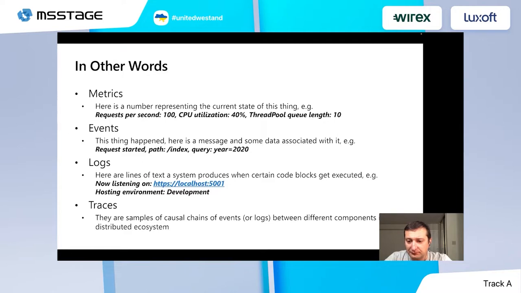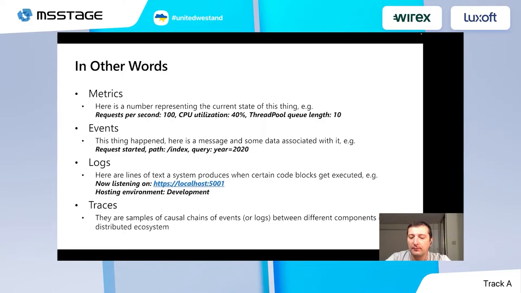So metrics, for instance, are a number representing the current state. For example, we have 5 megabytes of memory available, or our CPU utilization is 30%. Now our server handles a load of 100 requests per second. These are metrics.